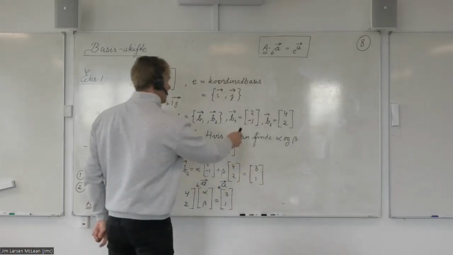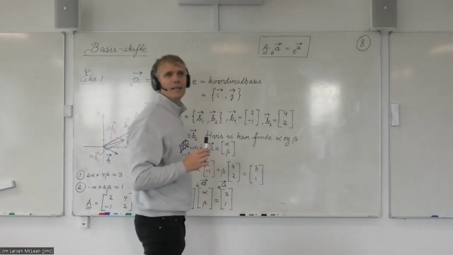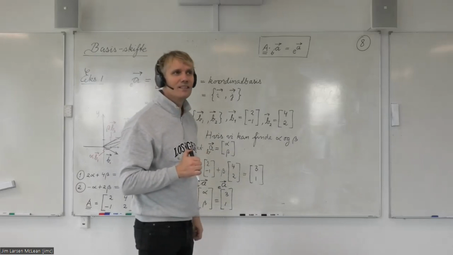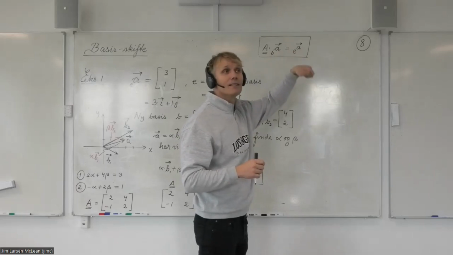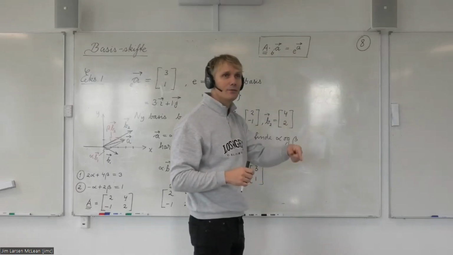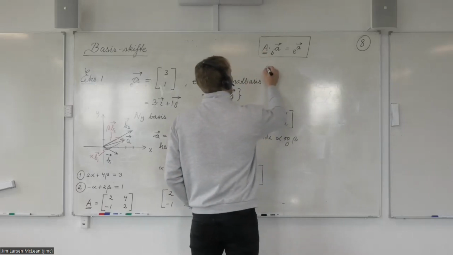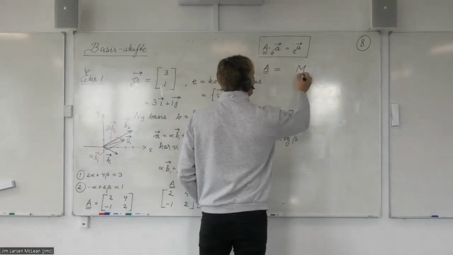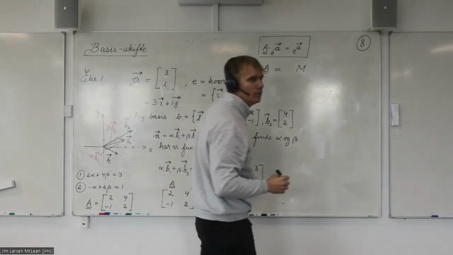Where from? Well, you just take those two numbers and use them as your first column, and those two numbers and use them as your second column. As soon as you know your basis, then you know a matrix that can switch from one basis to another. And that's called a basis change matrix. So this A here is usually called M, because M is typically used for a basis change matrix. I don't know why.